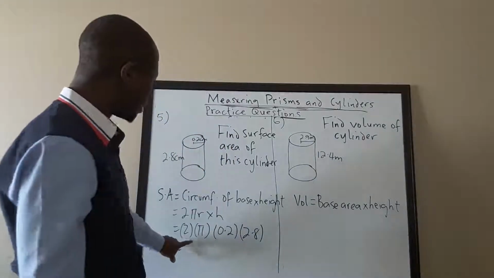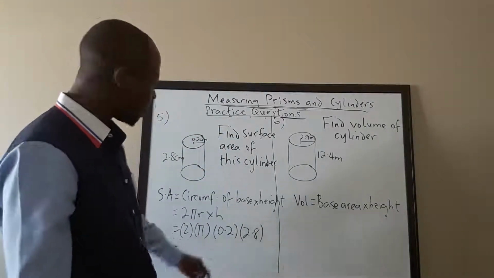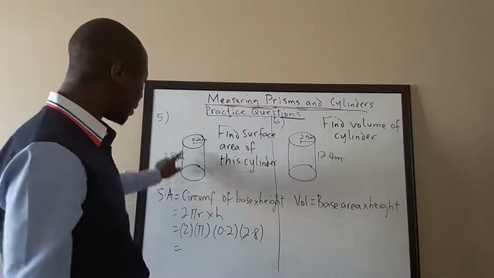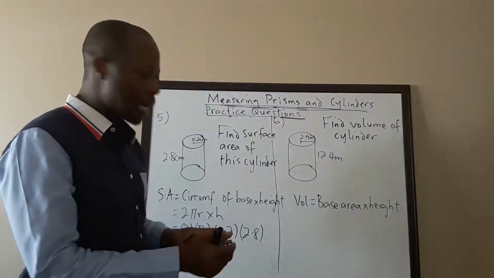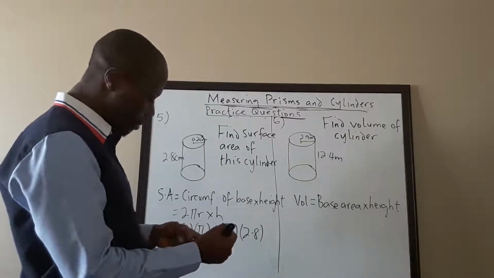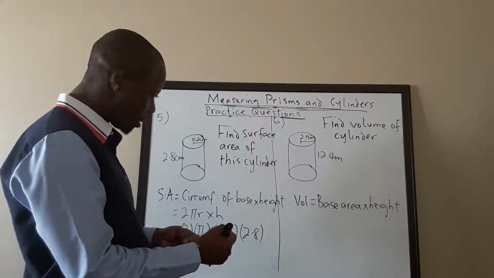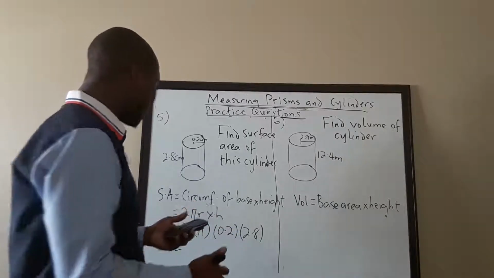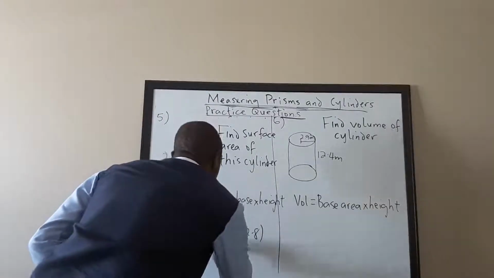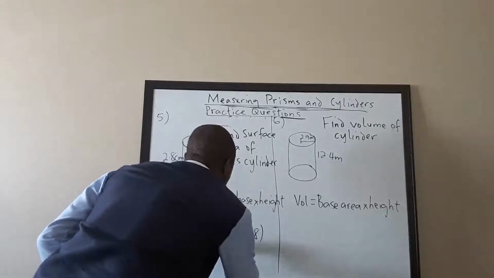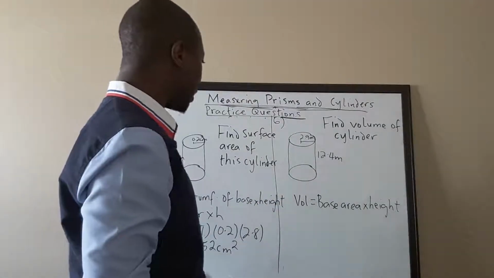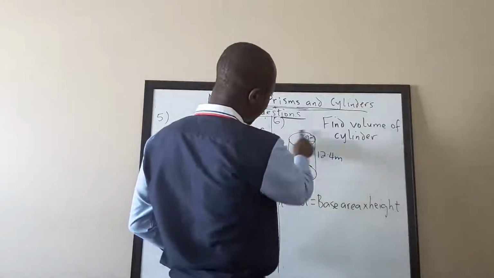So again, 2 times pi is 3.14, is a special number. The radius r is 0.2, the height is 2.8. So let's just do this calculation. 3.14 times 2 times 0.2 times 2.8. So 3.52. So this is centimeters squared. 3.52 centimeters squared.